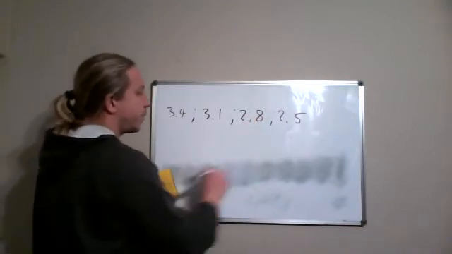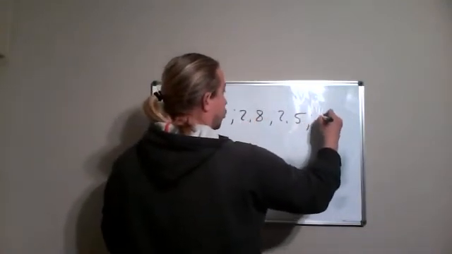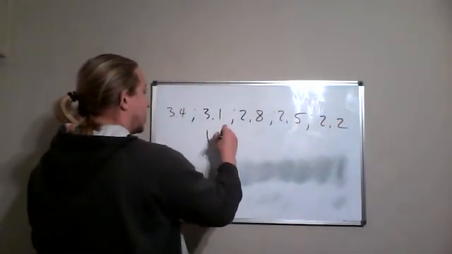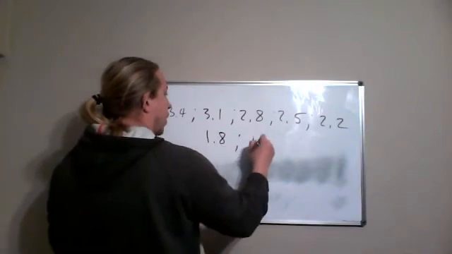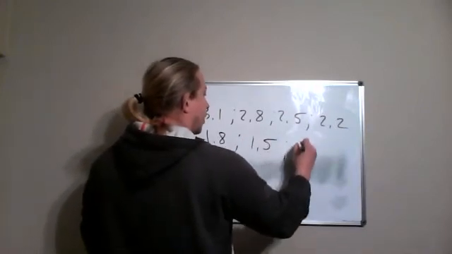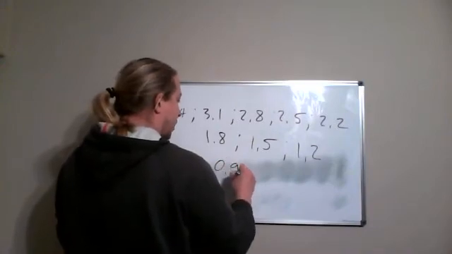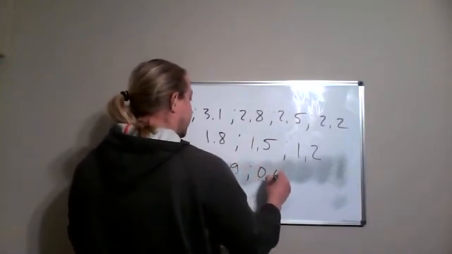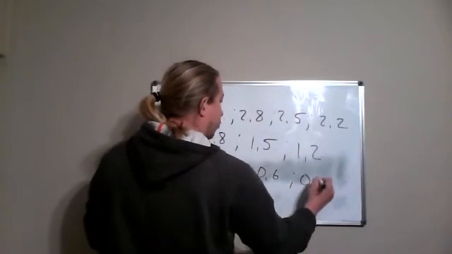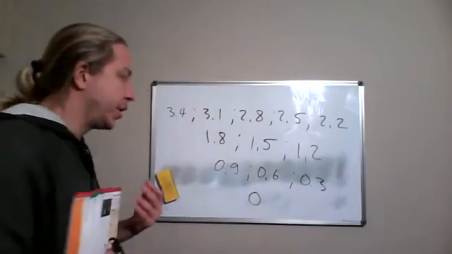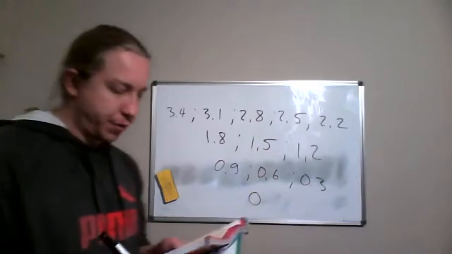Okay. Next one will be 2.2. Next one will be 1.8. Next one, 1.5. Next one, 1.2. Next one, 0.9. Next one, 0.6. Next one, 0.3. And finally, 0, because 0.3 minus 0.3 is 0.